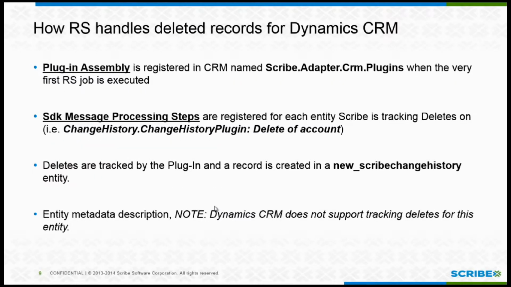So how we're handling the deletes is different between the systems that we connect to. For CRM, for example, we'll install a plugin. If you were to look, it's called the Scribe Adapter CRM Plugins. The first time you run that RS job, we're going to register the plugin. And for every entity that you are trying to replicate, we're going to do an SDK message processing step. It's a mouthful, but that's there looking for deletes. So if I'm replicating accounts, I'm going to have one of those steps on the accounts. So anytime I delete an account, the plugin's going to fire, and it's going to create a reference for us in a Scribe entity.